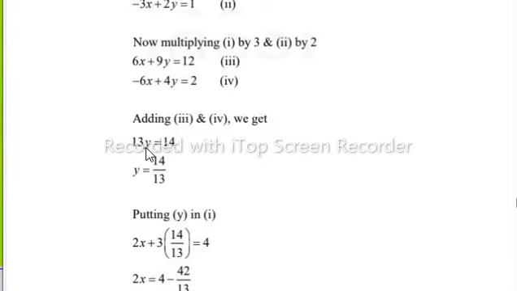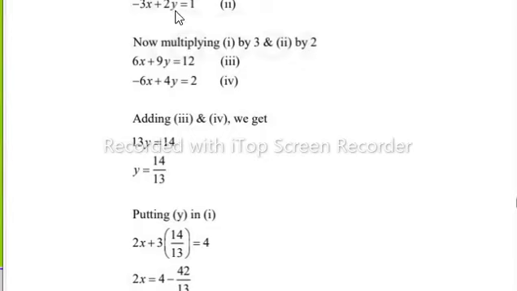When we find the value of y, 13 is multiplying here, so it will be shifted to the right hand side and divided with 14. Y is equal to 14 upon 13. So the value of y is 14 upon 13. Putting y in equation 1.